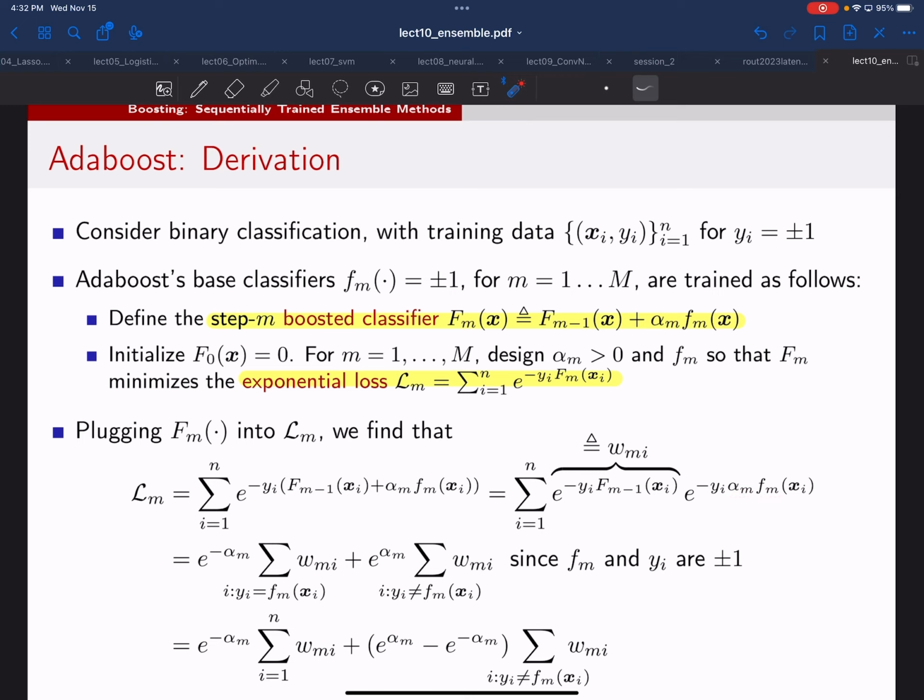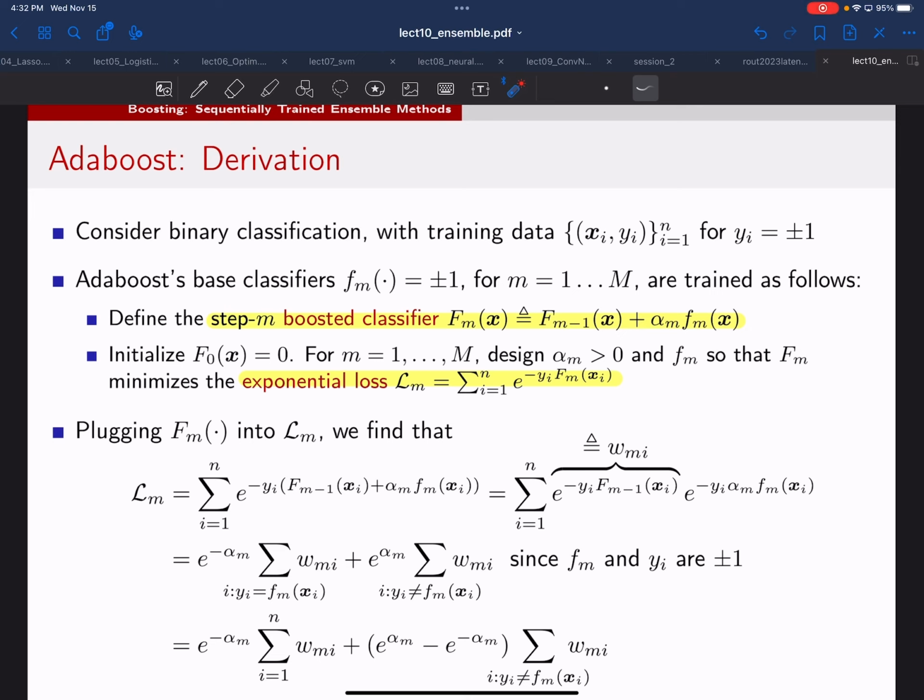Okay, so the next stage of the derivation does a little trick. It says, let's break this sum over all the training samples into two sums. The first is going to be the sum over all the training samples where we made a correct prediction on the training data, and then the separate sum here over all samples where we were incorrect. And since it's binary, either we were correct or incorrect.